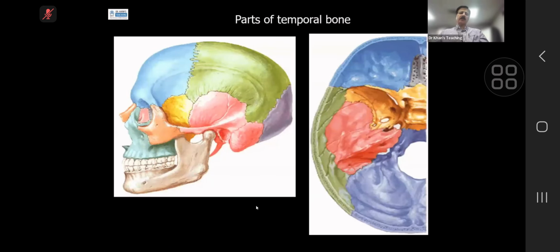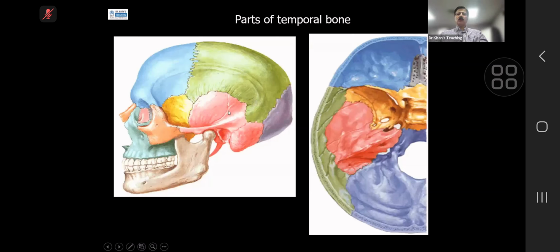Okay, so let's go back. Now, an overview of the skull. This red bone, of course, these are various bones of the skull. We are interested in the temporal bone. Now, the temporal bone has got 5 different portions, technically speaking. This part is the squamous part of temporal bone. It forms part of the floor of the middle cranial fossa.